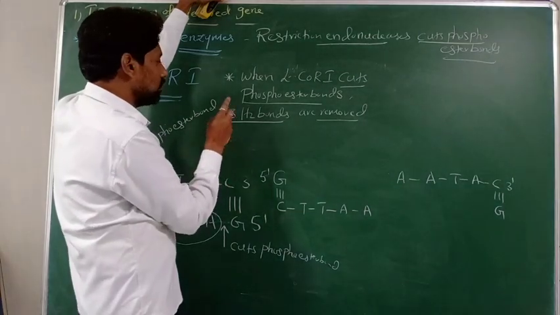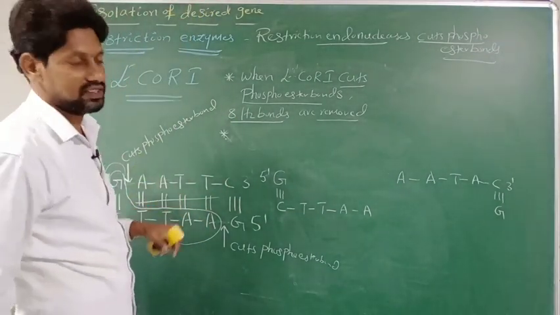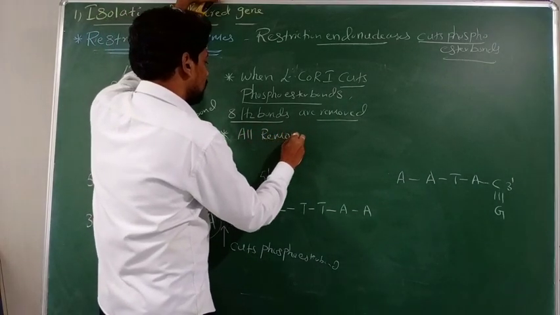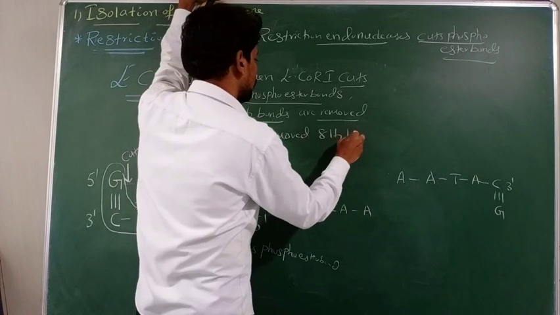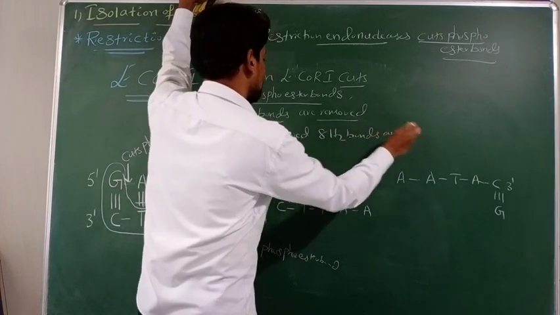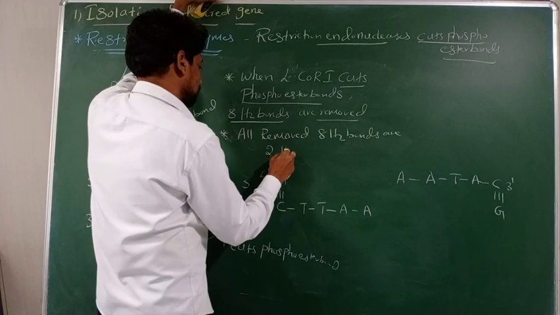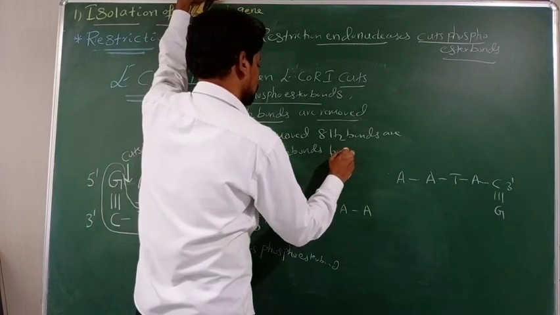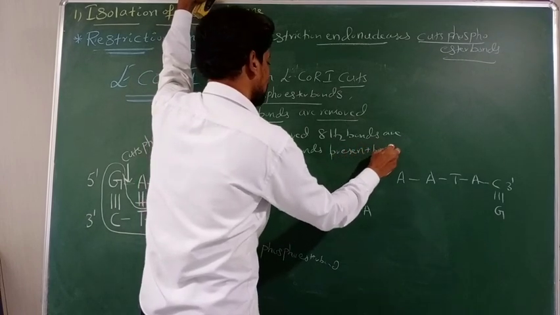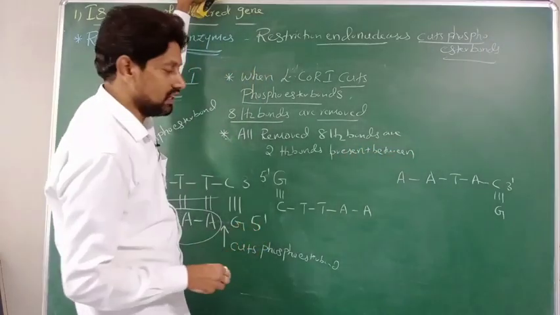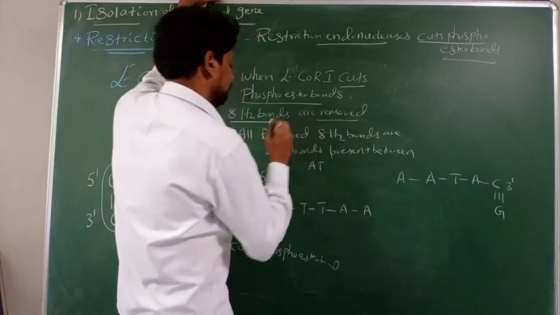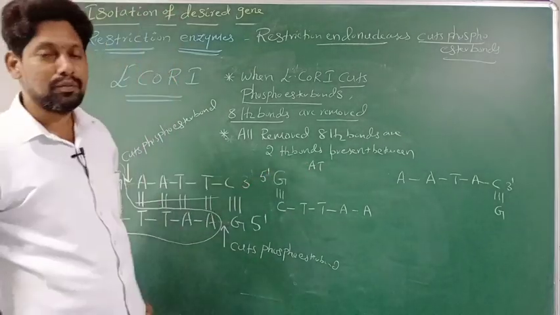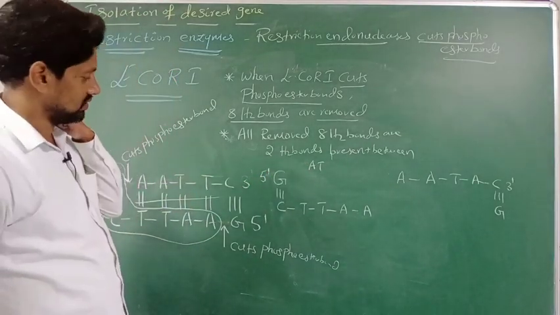Of all the 8 removed hydrogen bonds, 2 hydrogen bonds are present between what, sir? A and T. Those 2 hydrogen bonds are present between what and what? A and T. Now see here.